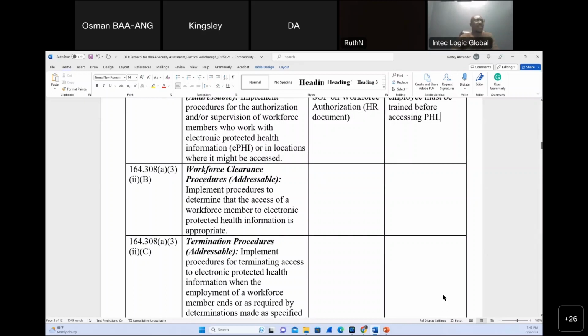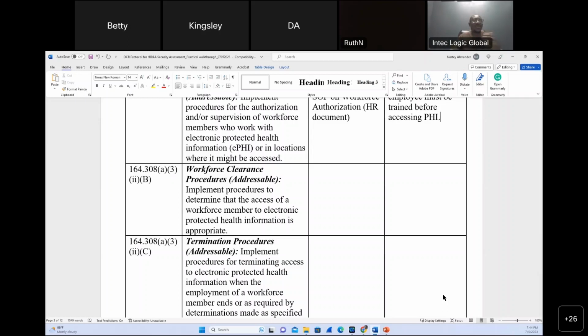Okay, so workforce clearance procedures. Implement procedures to determine that the access of a workforce member to electronic protected health information is appropriate. So Kingsley, what should be your answer? Kingsley: I think the background checks, and all those kinds of things. What document mostly states that if you are employed to handle PHI, we'll do a background check on you? Yes, Bernard. The HR document.